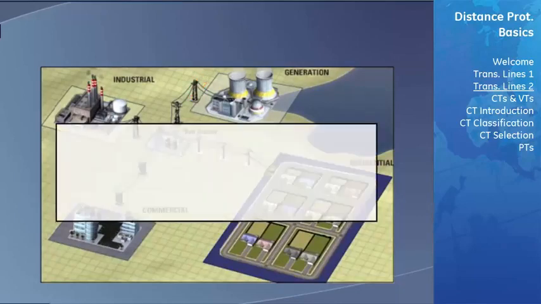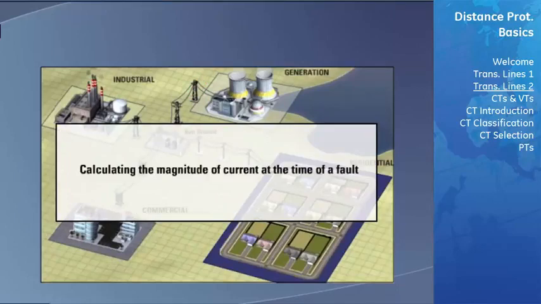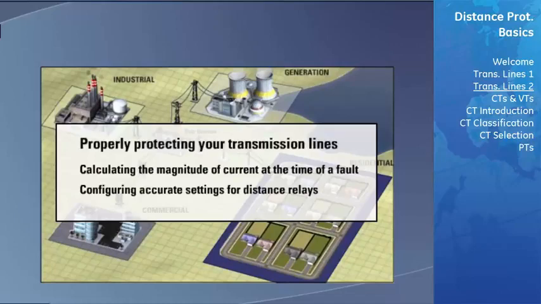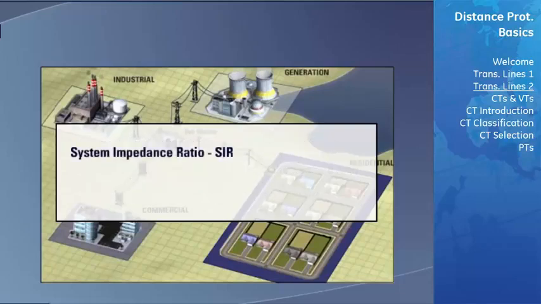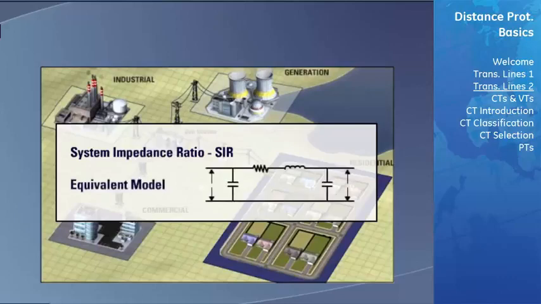Calculating the magnitude of current that will flow through the transmission line at the time of the fault and configuring accurate settings for distance relays is very important in properly protecting your transmission lines. In order to appropriately do this, we must first calculate the system impedance ratio and develop an equivalent electrical model of the transmission line.